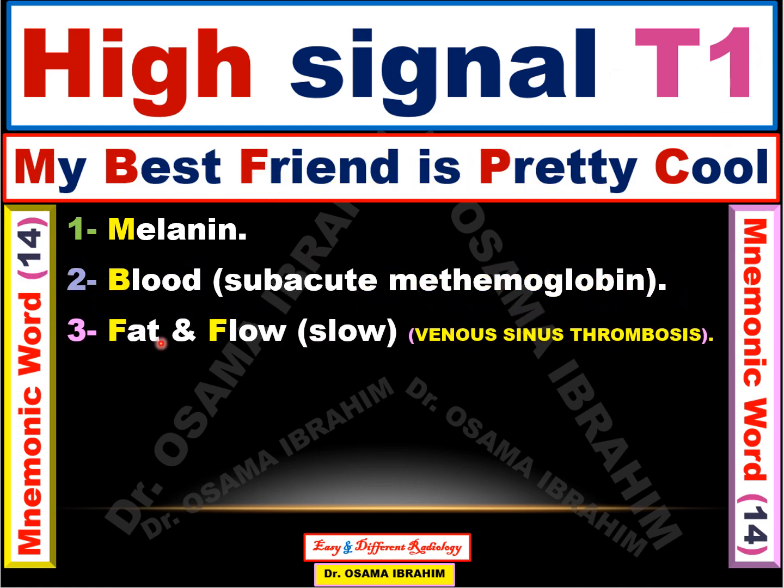F is from fat or flow. Any normal fat in the body, like subcutaneous fat or mesenteric fat, or fat in the spaces of the neck, appears bright. However, abnormal fat, like a dermoid cyst or lipoma, can also appear high signal in T1. The other F is from flow. If there is slow flow in the venous sinuses of the brain, for example, it results in high signal in T1, and this slow flow represents thrombosis or stagnation of the blood due to venous sinus thrombosis.